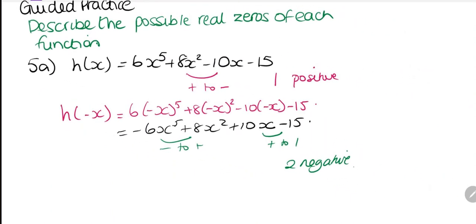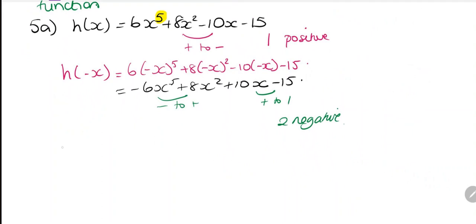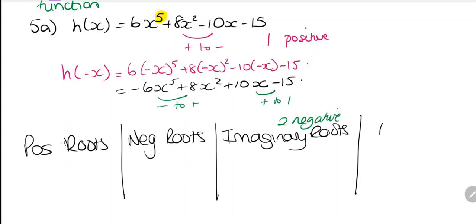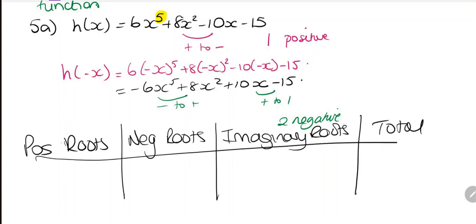So if we were to put this into a table, we have 5 possible roots: the positive roots, the negative roots, imaginary roots, and the total. There's a total of 5. So if we had 2 negative and 1 positive, that's 3, which means we must have 2 imaginary roots.